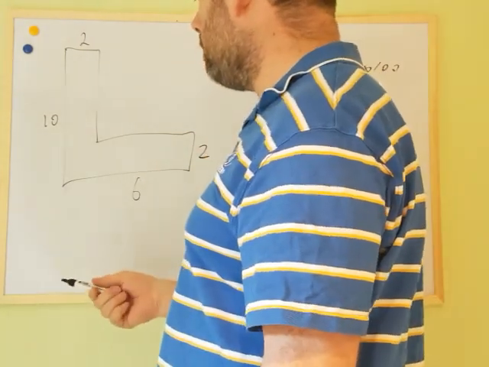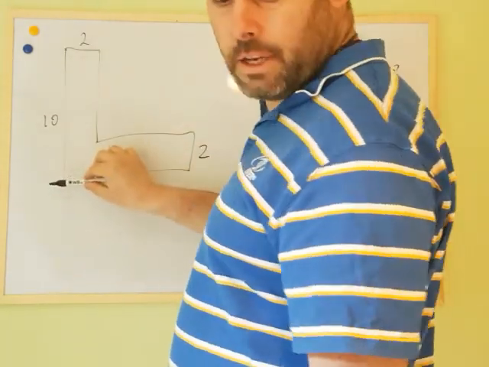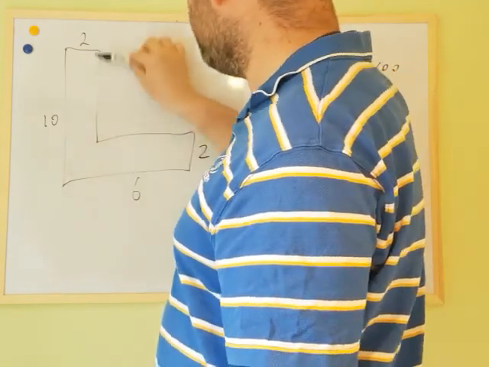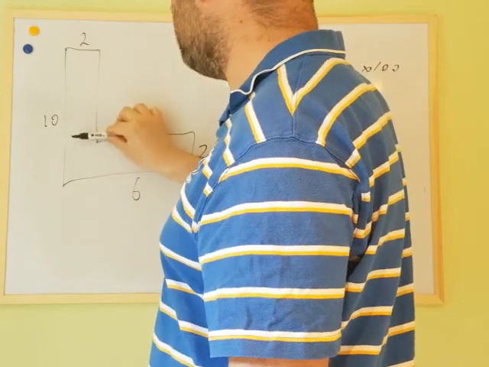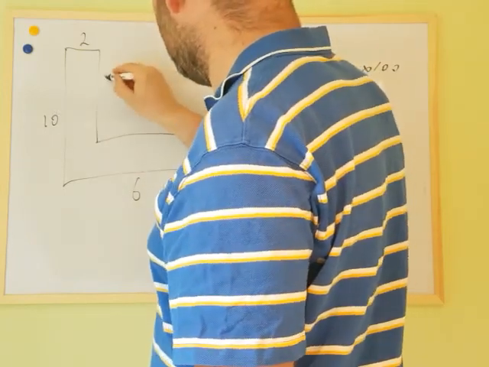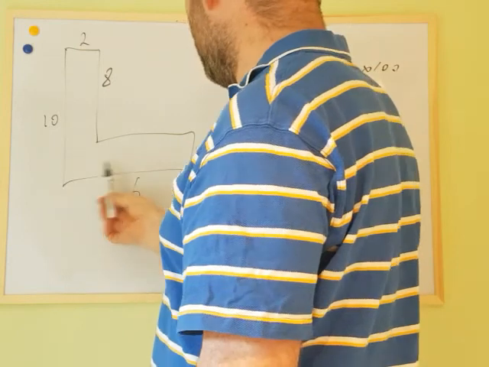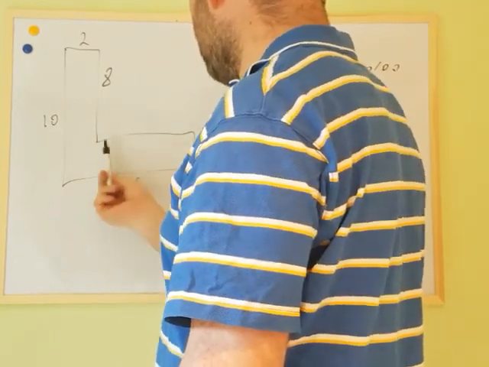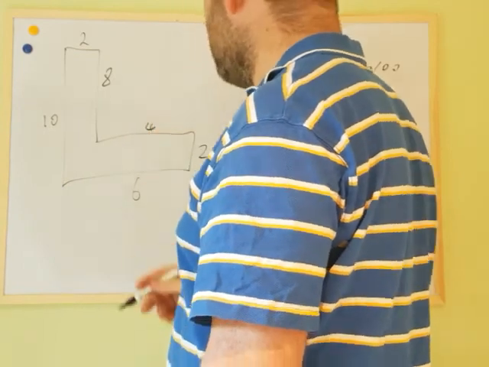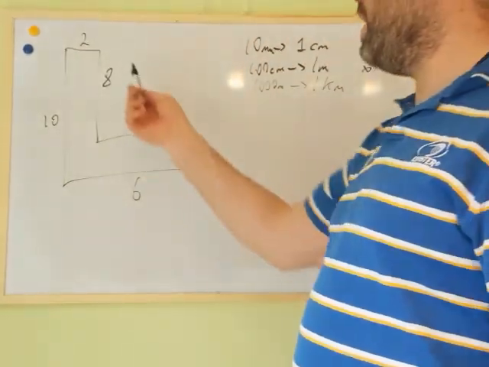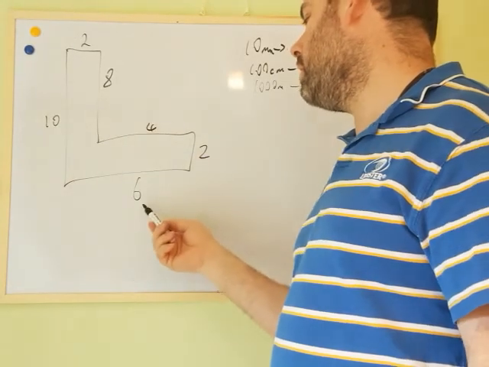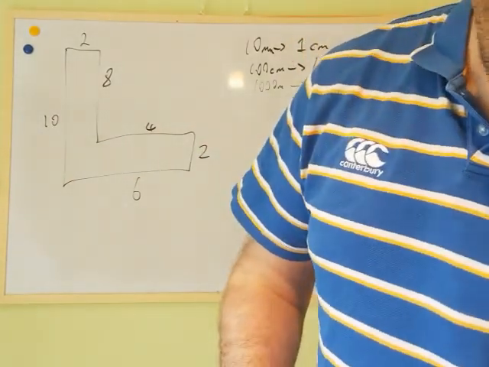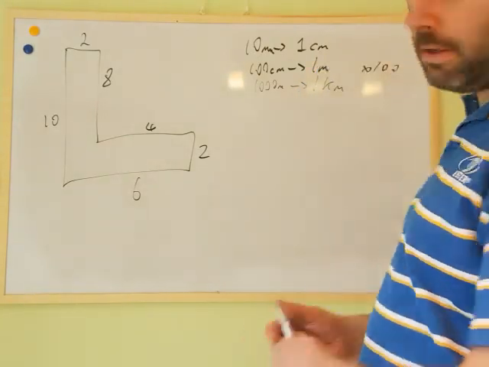Similar to the last shape, I know from here to here is 10. And I know from here to here is 2. So I need to figure out, well, what is this length? Well, this length must be 10 minus 2 is 8. I know from here to here is 6, and from here to here is 2. So this length must be 6 minus 2 is 4. And then adding them up, 8 plus 2 is 10, plus 10 is 20, plus 6 is 26, plus 2 is 28, plus 4 is 32. Next one.